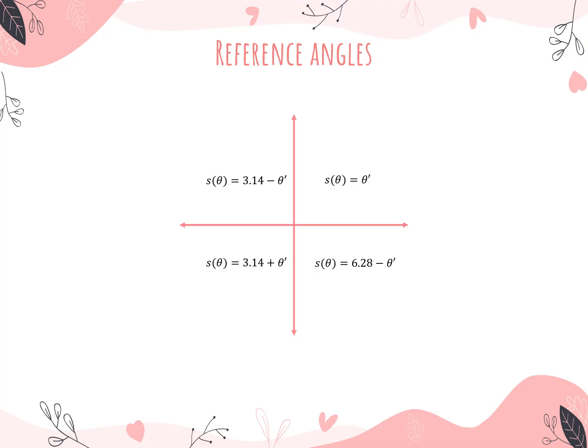Now we're going to talk about those reference angles again like we did before, because what happens is now we're going to be working backwards. We're going to be trying to figure out what angles have a particular sine or cosine or tangent or whatever. And so we want to think about, how do we find our reference angles?